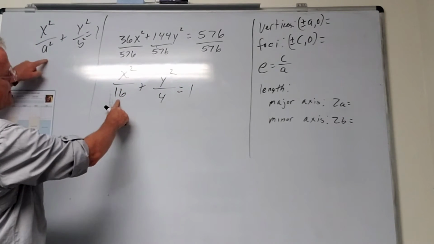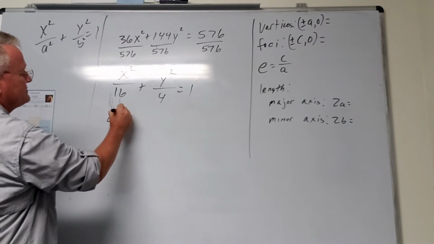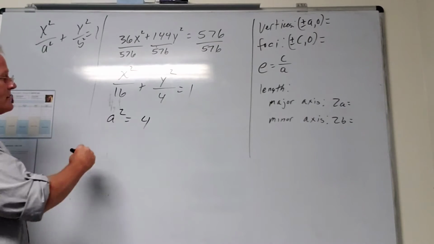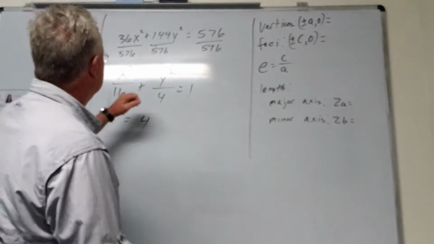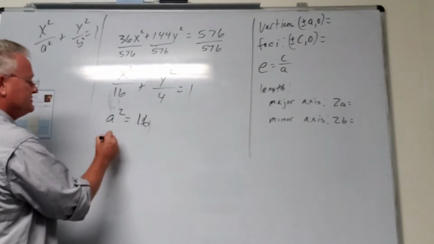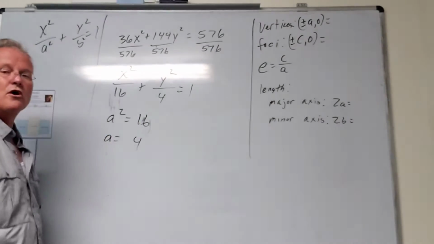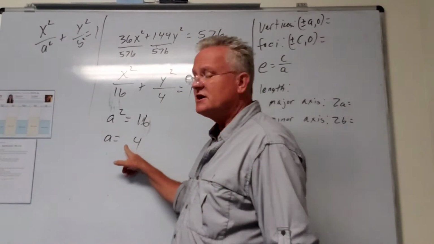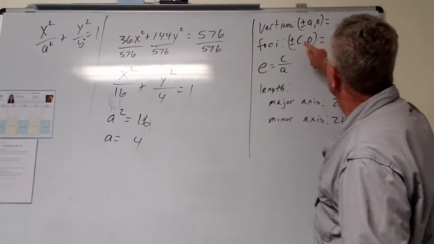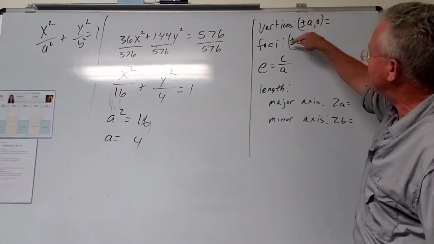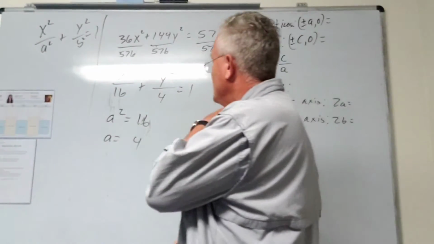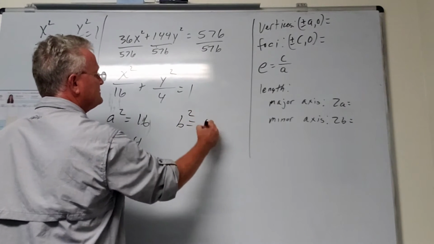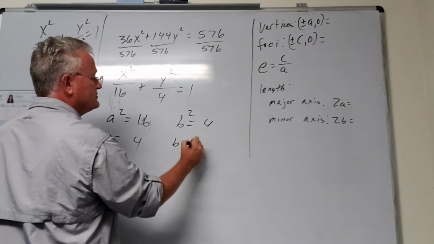So a squared is 16. Take the square root of both sides and we get 4. Technically, when we take the square root of a square, we put a plus and minus, but we're not going to worry about the plus and minus because our little formulas have the plus and minus in it. So a is 4. Likewise, b squared is 4, and the square root of 4 is 2.